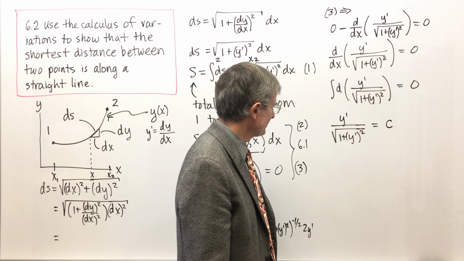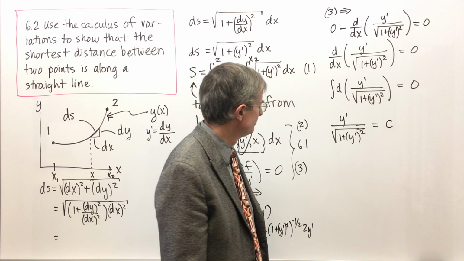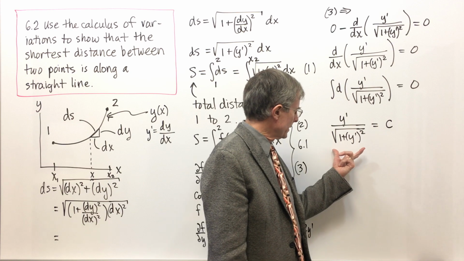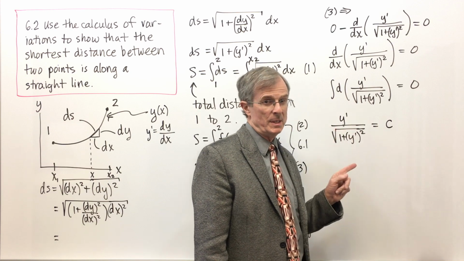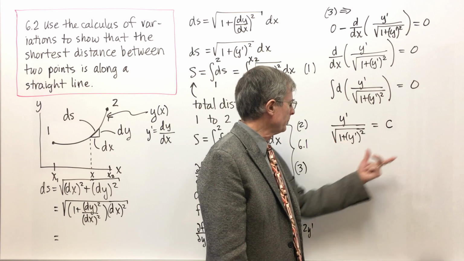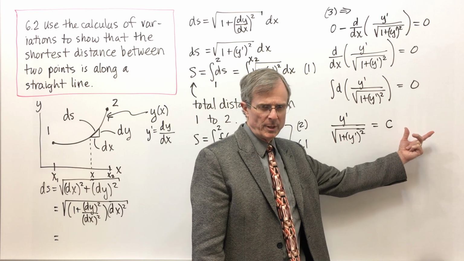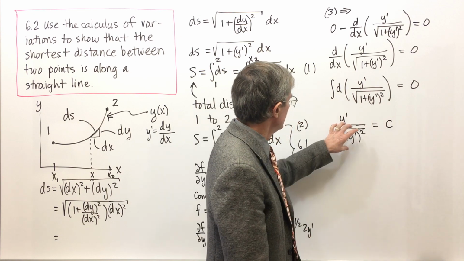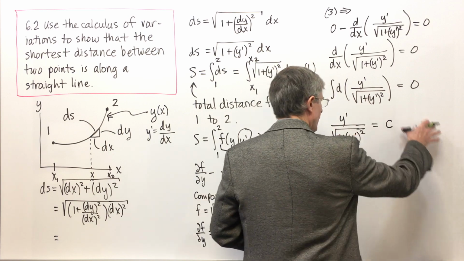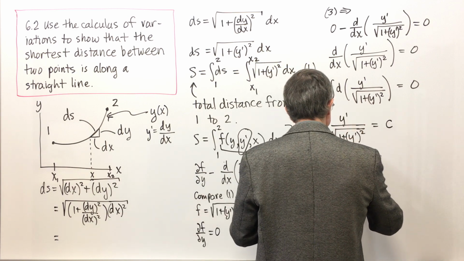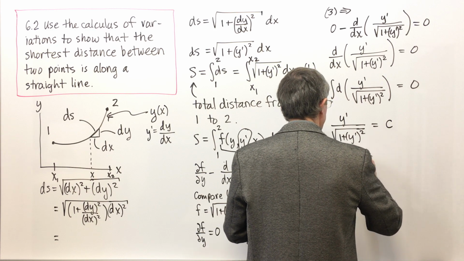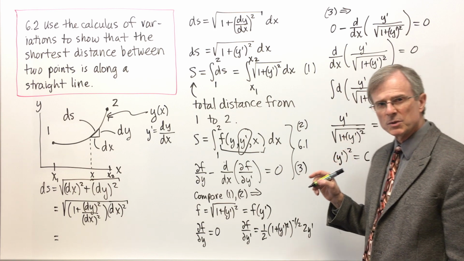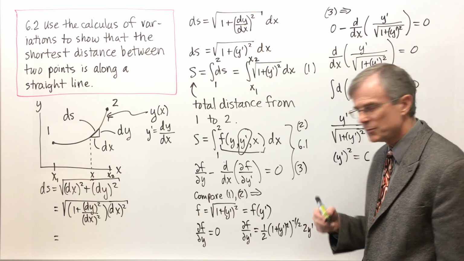All right. That looks pretty bad. But it's not that bad. What I'm going to do next, in order to figure out what y prime is, is multiply both sides by the square root of 1 plus y prime squared, and then square both sides of the equation. So this guy will go over here, and then I'm going to square both sides. That'll leave me y prime squared on the left side. On the right side, I'll have c times the square root of 1 plus y prime squared, which gets rid of the square root.